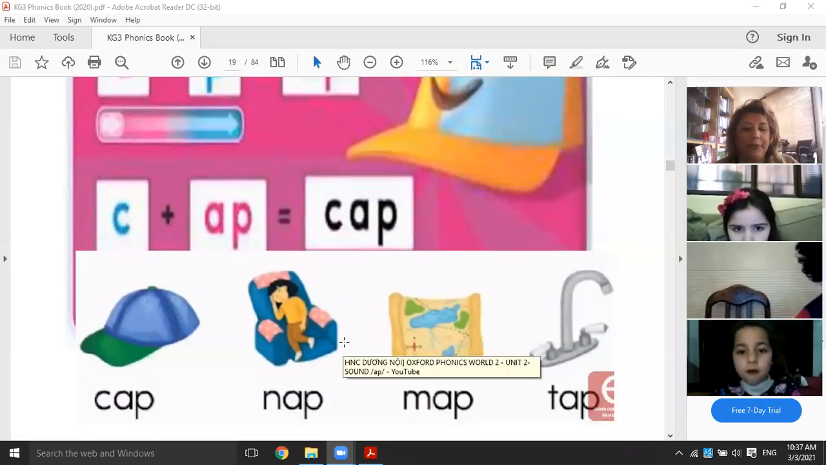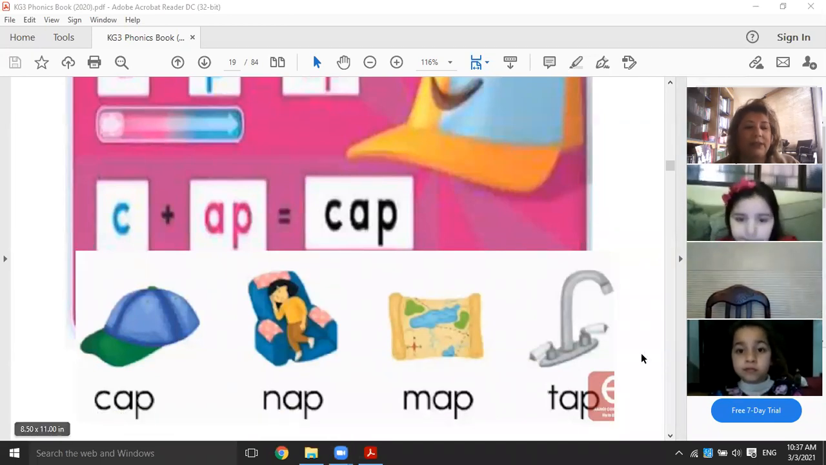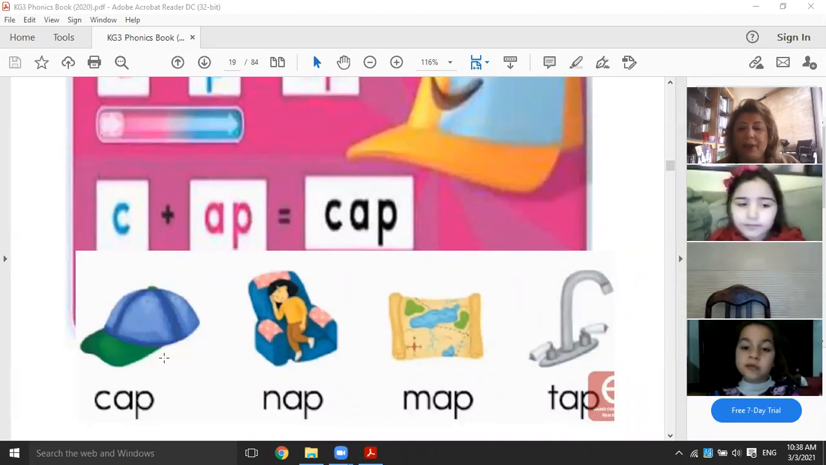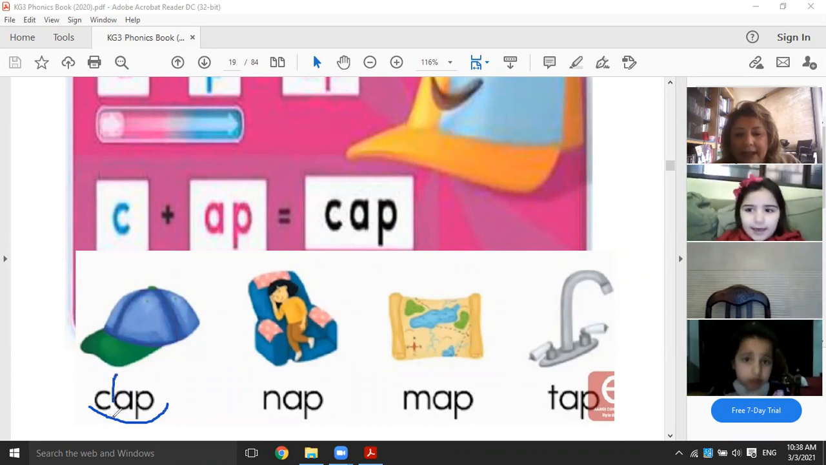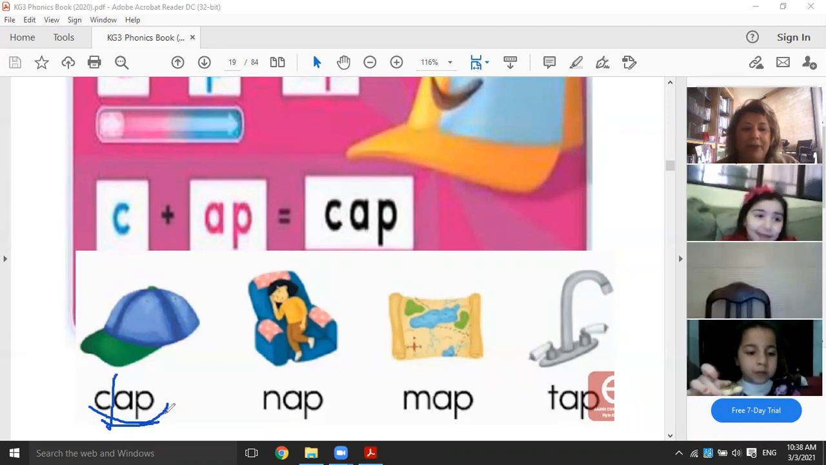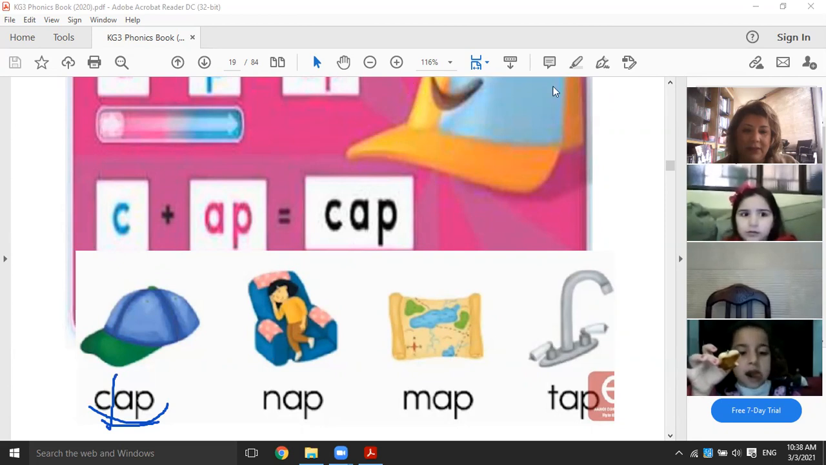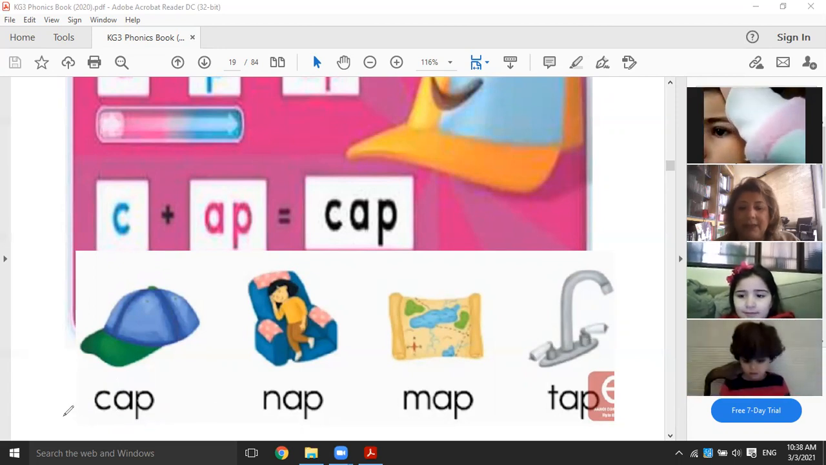Page 19. I want Seema to read these words. Seema, please read the words. Yalla, read. Try to spell them. K plus app. K app. Yalla, Seema. What is this?